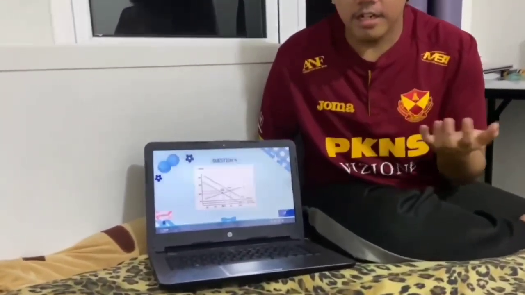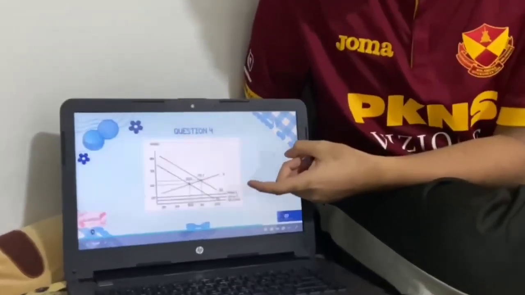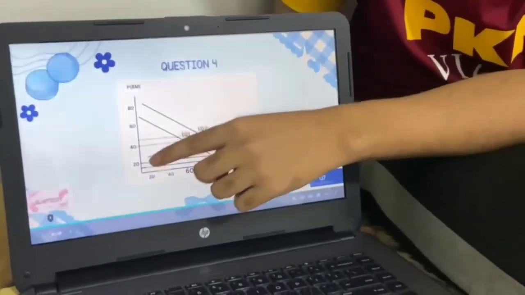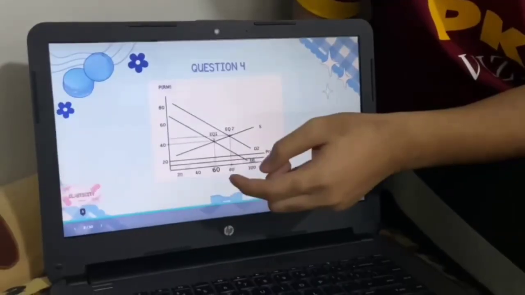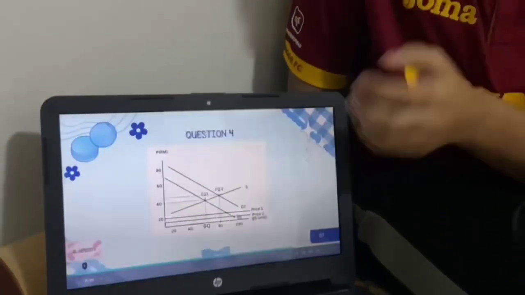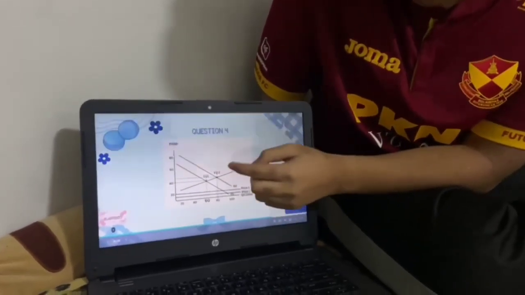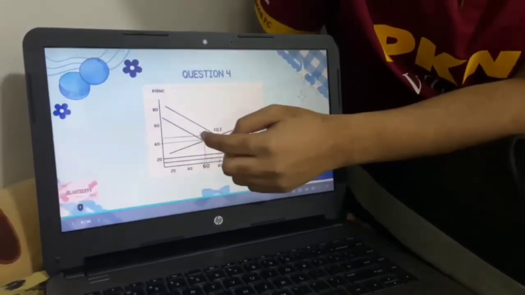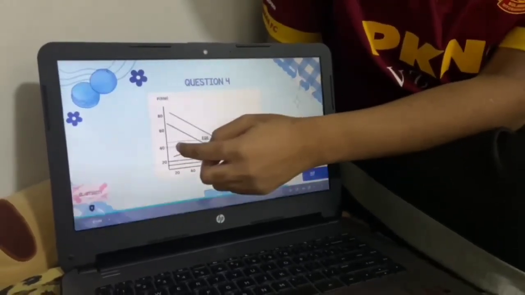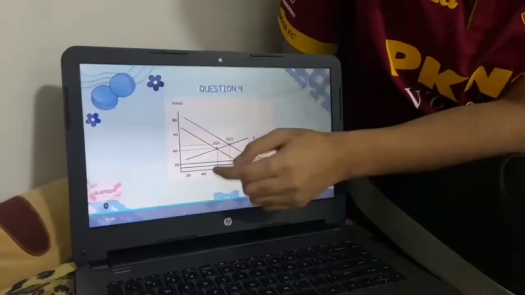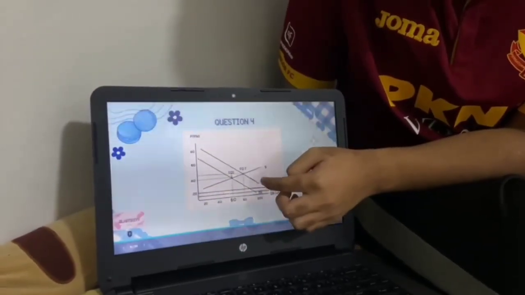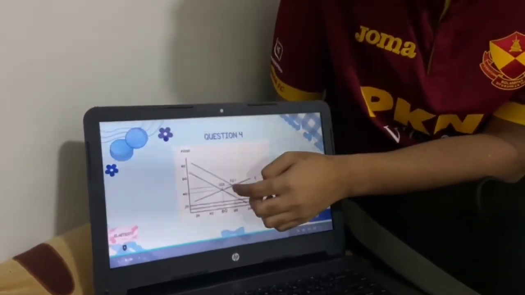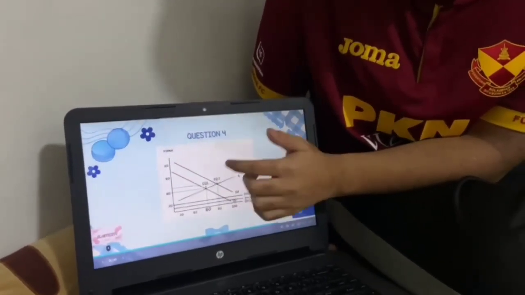Okay, now let's move on to the graph part. This is an inelastic graph which has a supply curve, a first demand curve, and a second demand curve. When we make the graph, we found that the supply and first demand curves meet at this area, so this will be equilibrium 1. Then the supply curve and the second demand curve meet at this place, so this will be equilibrium 2.